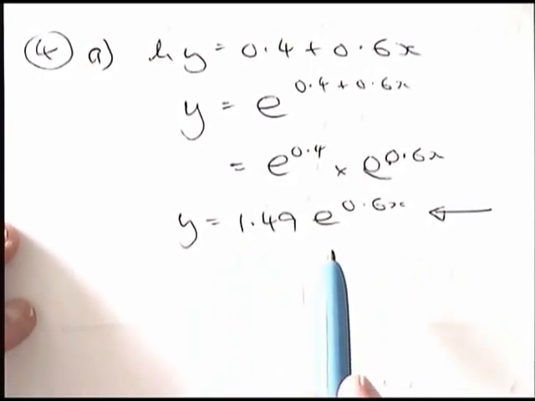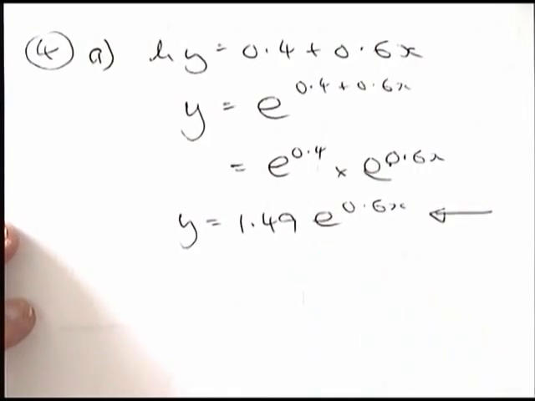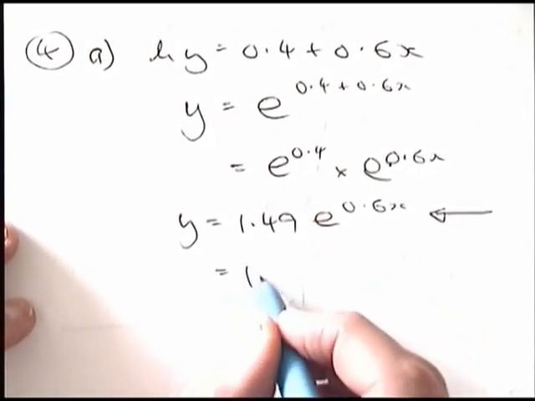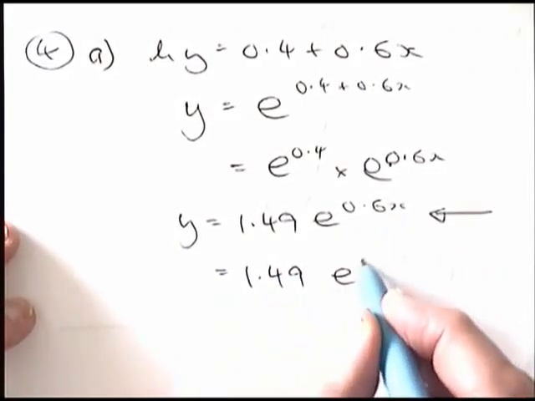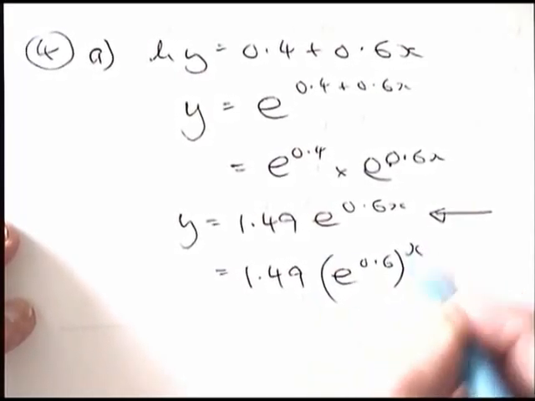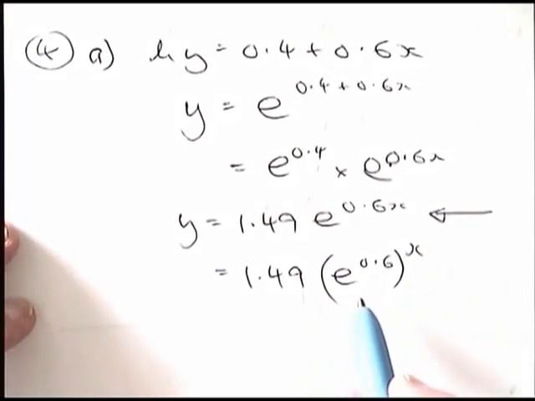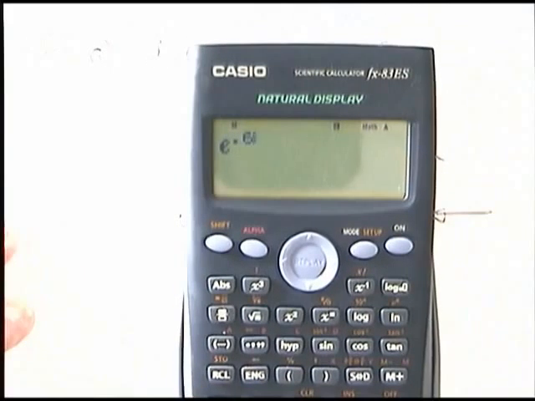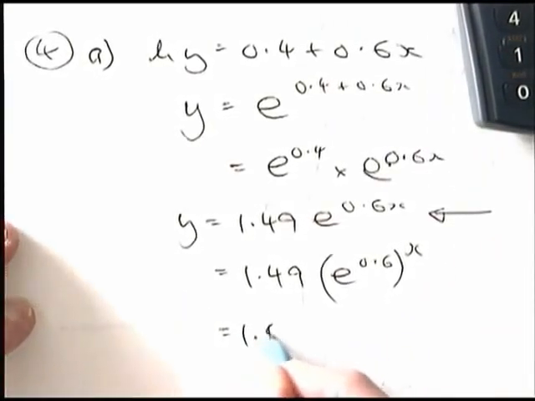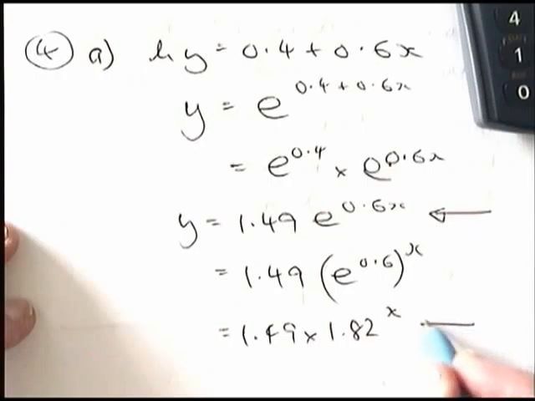You can actually go one stage further. You can get rid of the e altogether from what we did earlier. From what we did earlier, we know that e to the 0.6x is the same as e to the 0.6 to the power of x. E to the 0.6, that's just a number. Reach for your calculator. E to 0.6, that's the same as 1.82. So this becomes, instead of e to the 0.6, 1.82. So I can rewrite my answer if I want as 1.49 times 1.82 to the power of x.